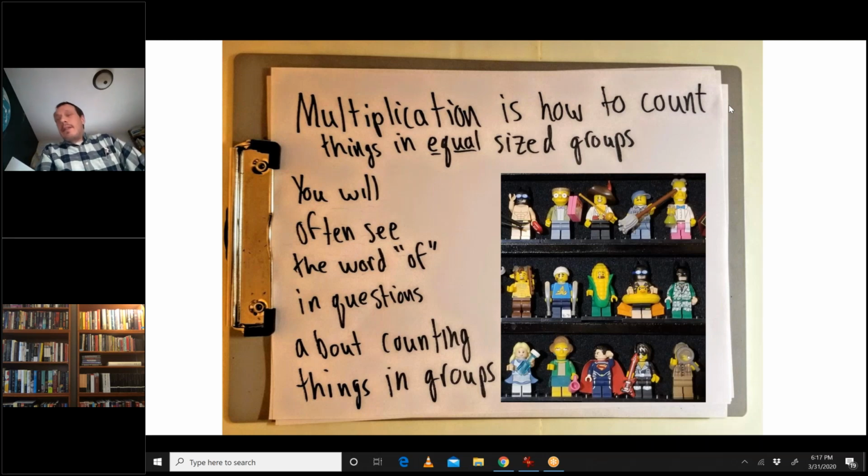So you can say, we have 3 groups, and there are 1, 2, 3, 4, 5 minifigures per group. So the word per is another clue that you might need to think about multiplication.